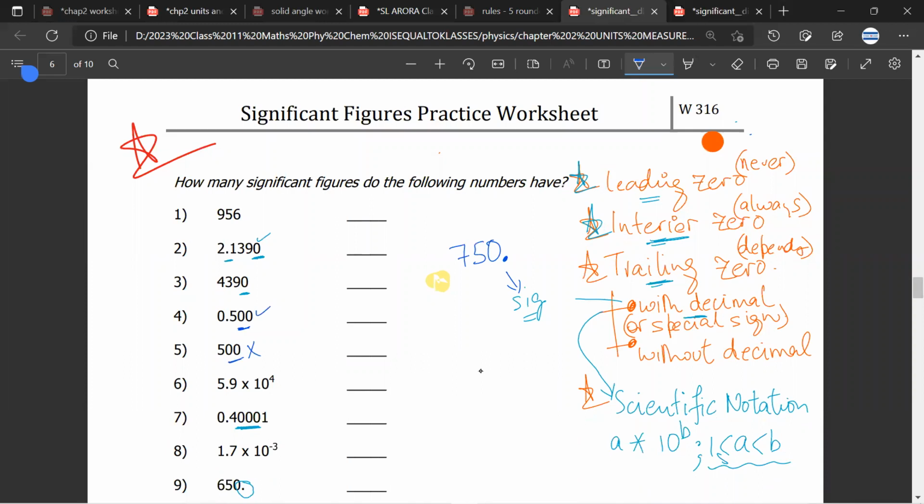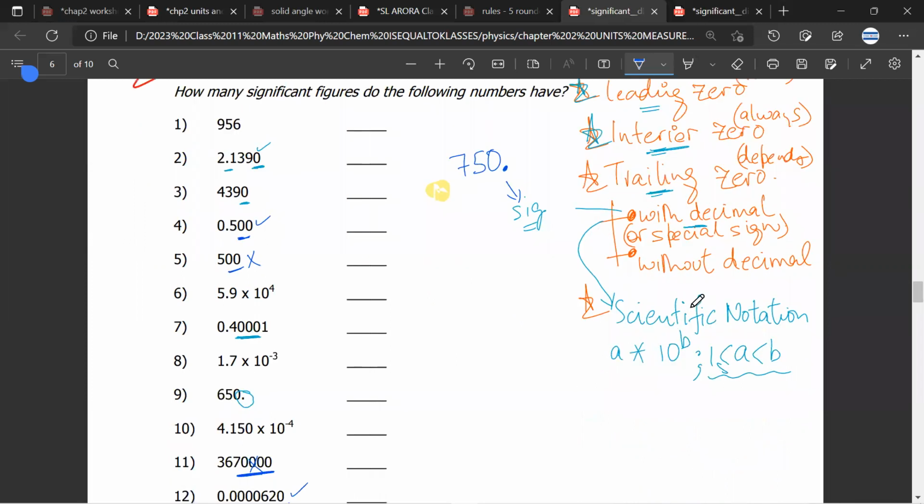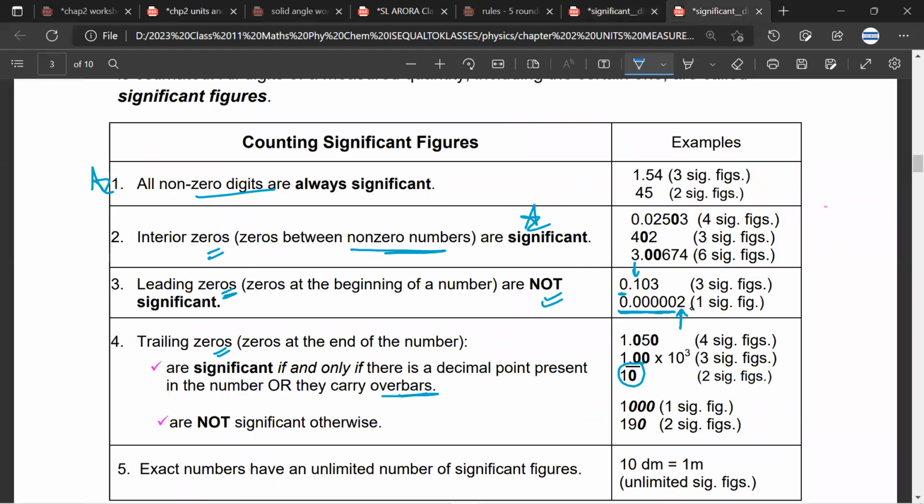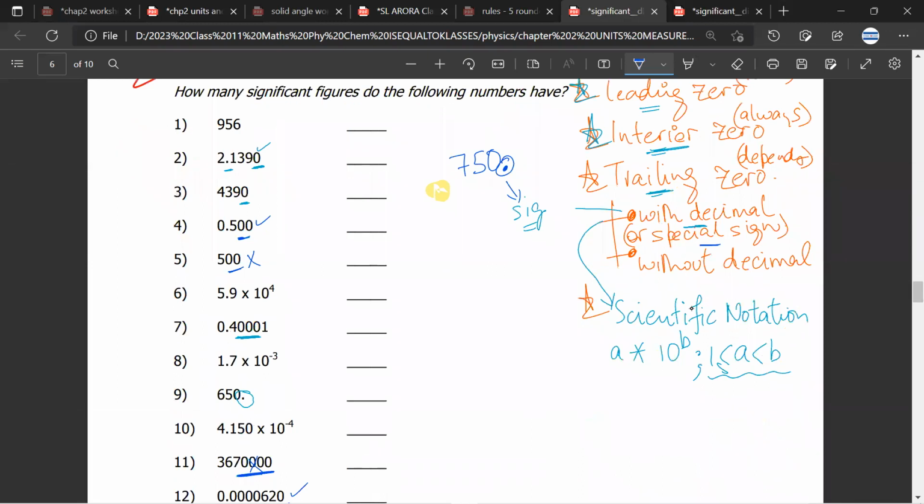Are we clear? Yeah. Now, when I was trying to tell you about scientific notation and how it solves the problem of special signs like these overbars, the best way is to write the number in scientific notation. What is scientific notation? Any number which is written in the form a into 10 raised to power b, where a is greater than or equal to 1 and less than 10.